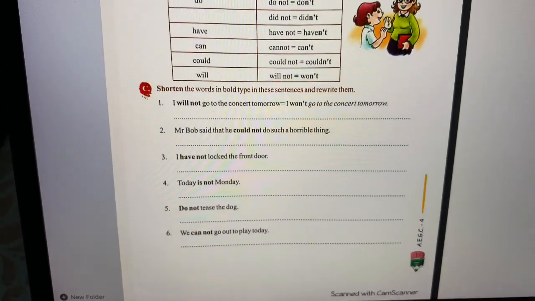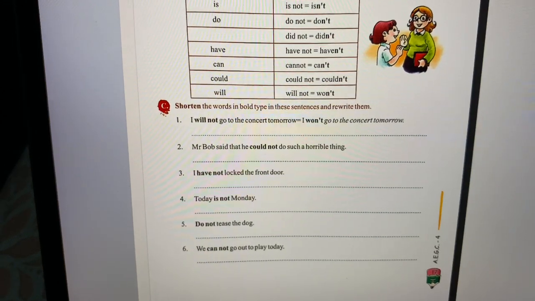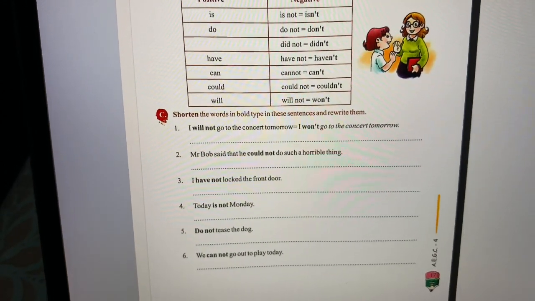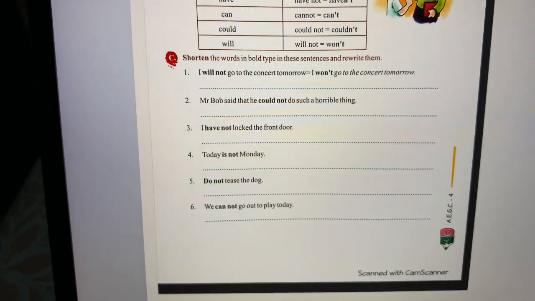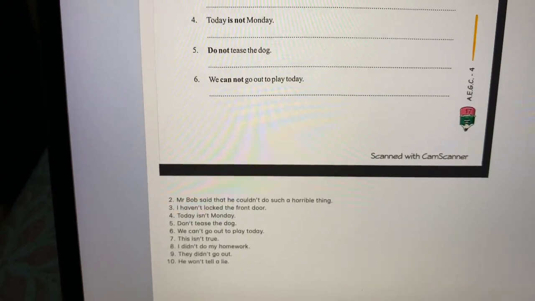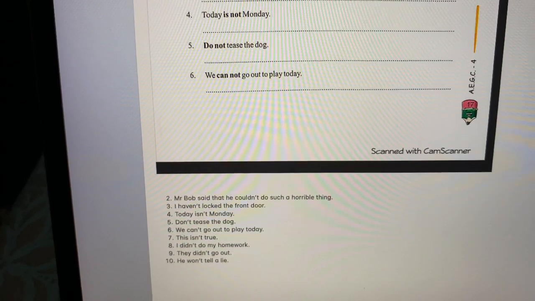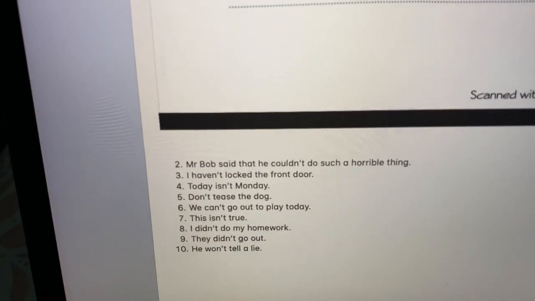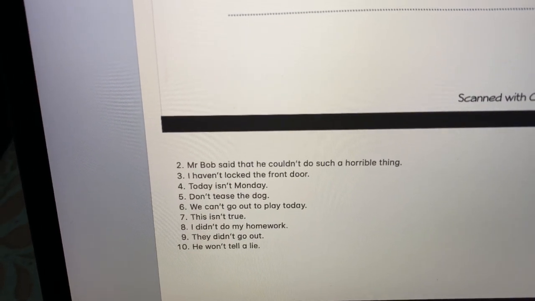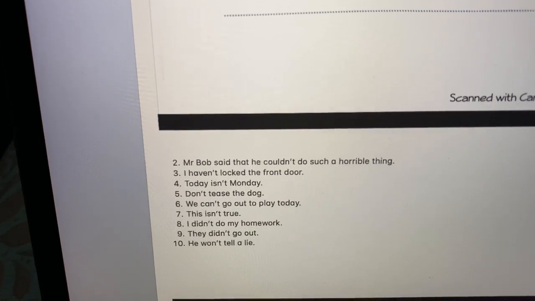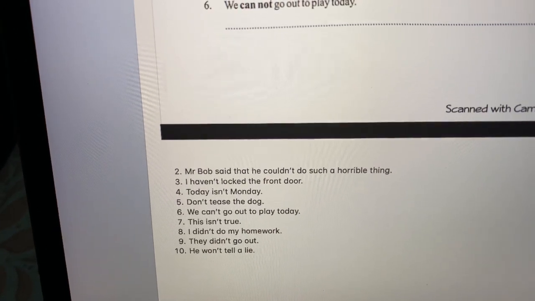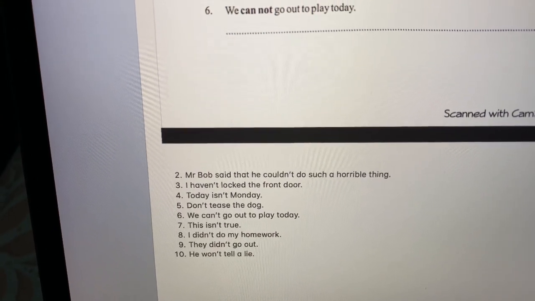So we move on. The second one says, Mr. Bob said that he could not do such a horrible thing. So in order to make this a negative sentence, it will be Mr. Bob said that he couldn't do such a horrible thing. So over here, these are the answers. The guardians can help their children. You can pause the video here and see all the answers and write them down.